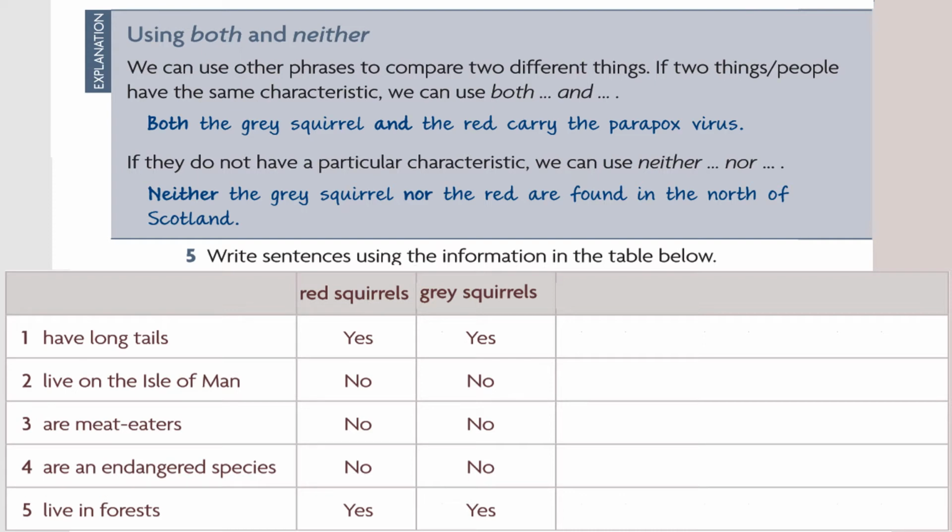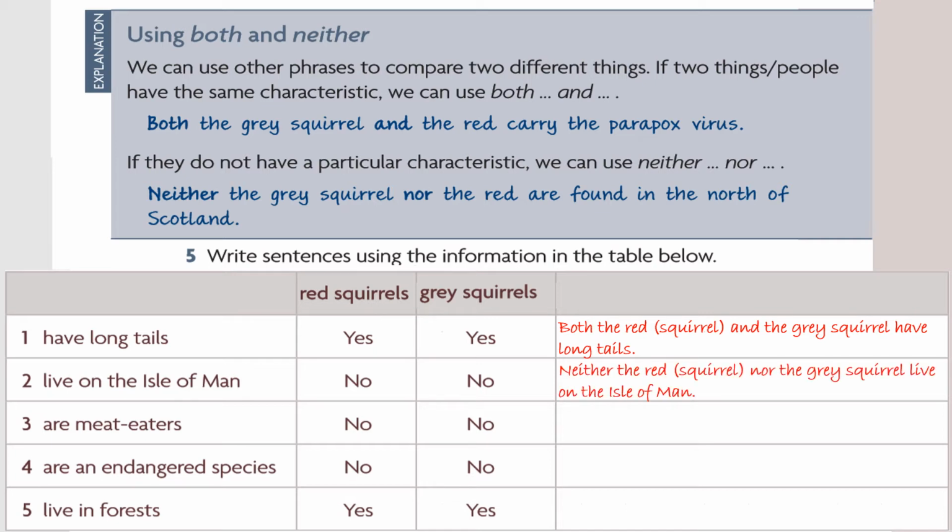Have long tails. Red squirrels? Yes. Gray squirrels? Yes. So, we'll write an affirmative sentence. Both the red and the gray squirrels have long tails. Number 2. Live on the Isle of Man. Red squirrels? No. Gray squirrels? No. So the sentence will be a negative one. Neither the red nor the gray squirrel live on the Isle of Man.